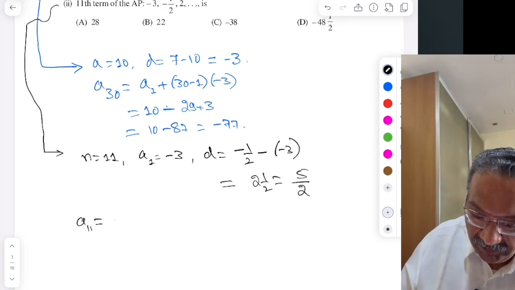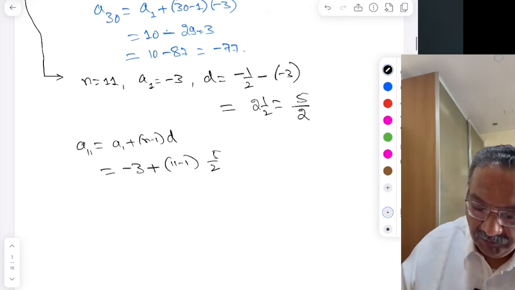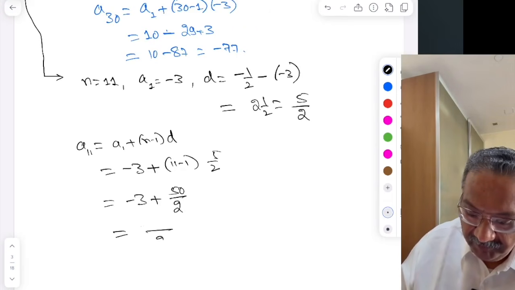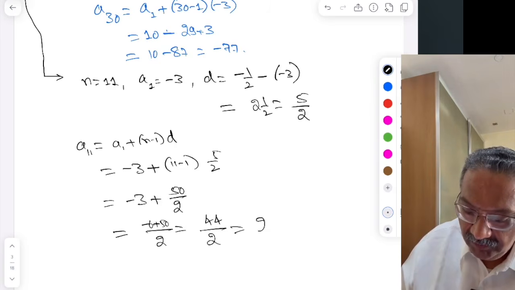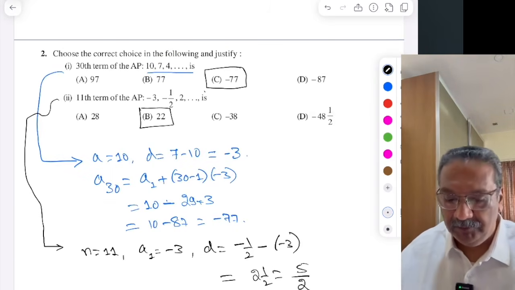A11 is equal to A1 plus n minus 1 d. A1 is minus 3, n is 11 minus 1, d is 5 by 2. 11 minus 1 is 10, so 50 by 2 minus 3. Taking 2 as LCM, minus 6 plus 50 is equal to 44 by 2, which is equal to 22. So the correct answer is 22.